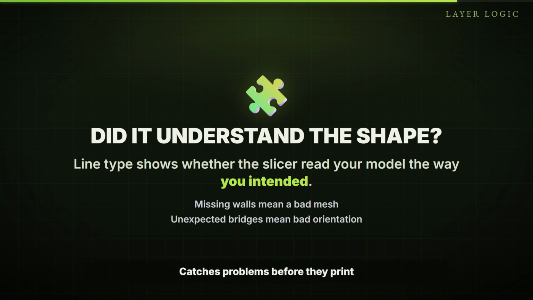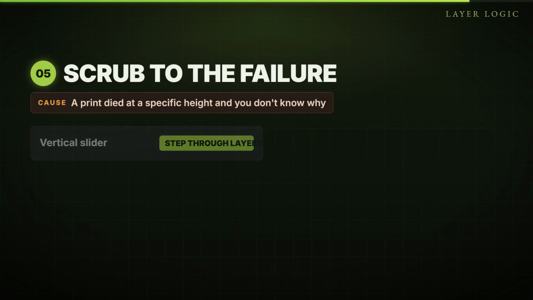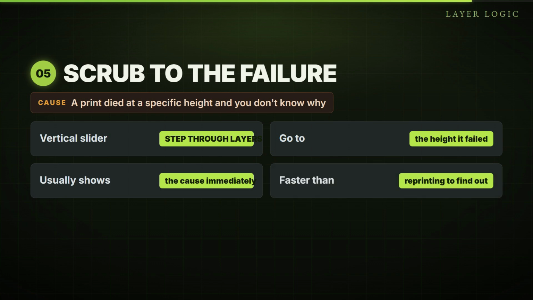It shows you exactly where the walls, the infill, the bridges, and the supports are, so you can see whether the slicer understood the shape the way you intended. And the vertical slider steps through layers one at a time. Scrubbing to the layer where a previous print failed usually shows you the cause immediately.